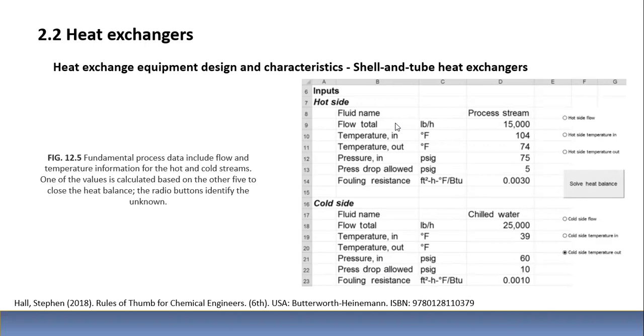Y vemos nosotros que del lado caliente, para estar en balance con el lado frío, se requeriría un flujo total de 15.000 libras hora. La temperatura de 100 a 74 sería, la caída de presión 5 PSI, y la presión de ingreso 75. Aquí, de igual manera del lado frío, la caída de presión 10 PSI, el ingreso a 60 PSIG. Y el factor de resistencia o el factor de ensuciamiento 0.003, o sea, 3 veces más que en el lado frío.